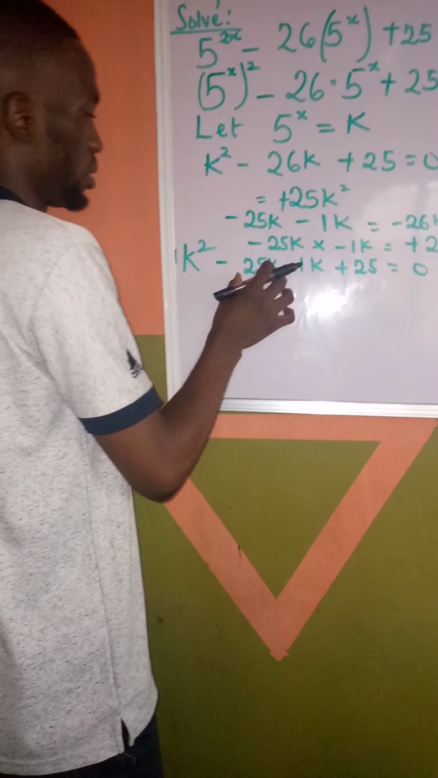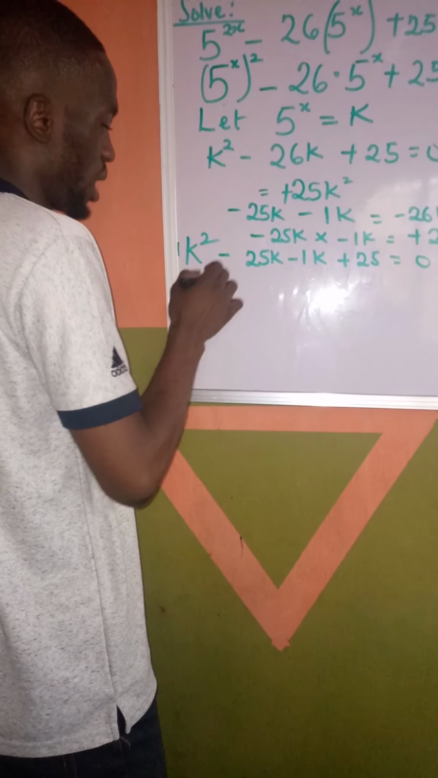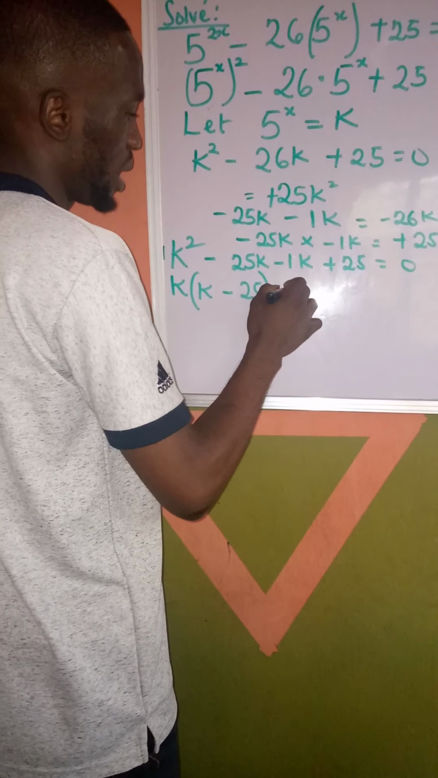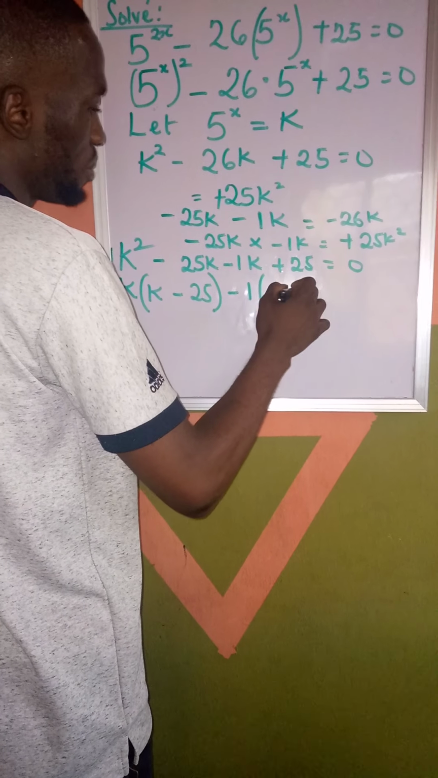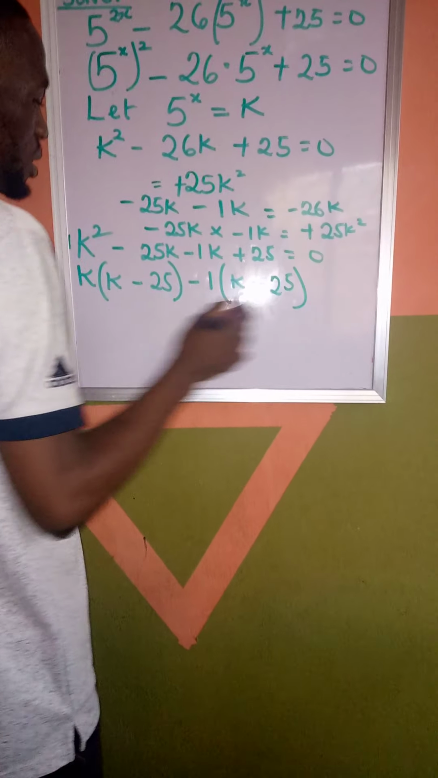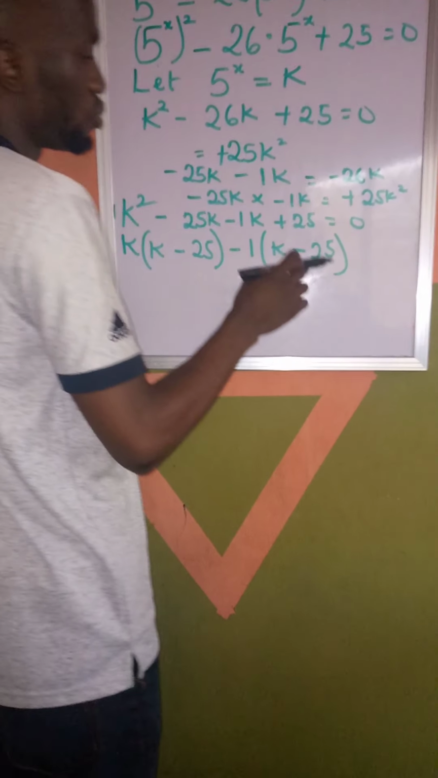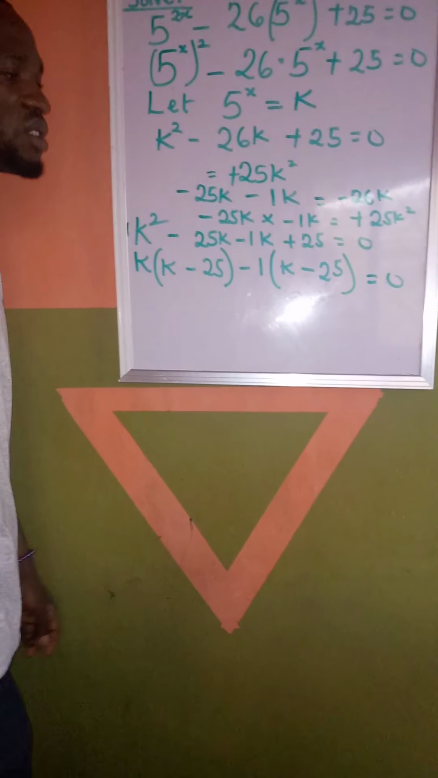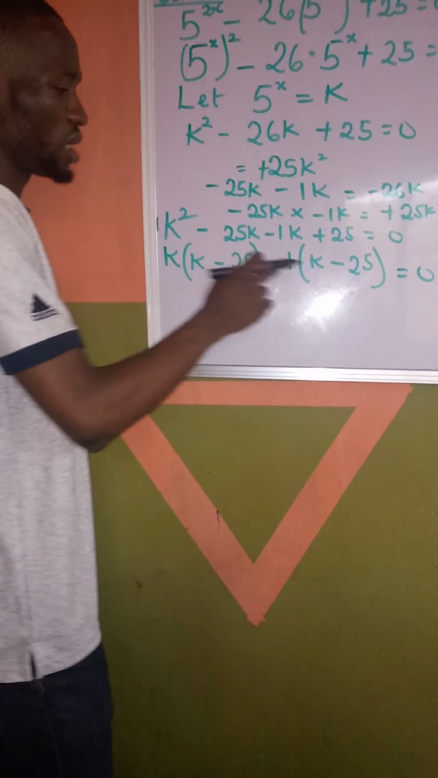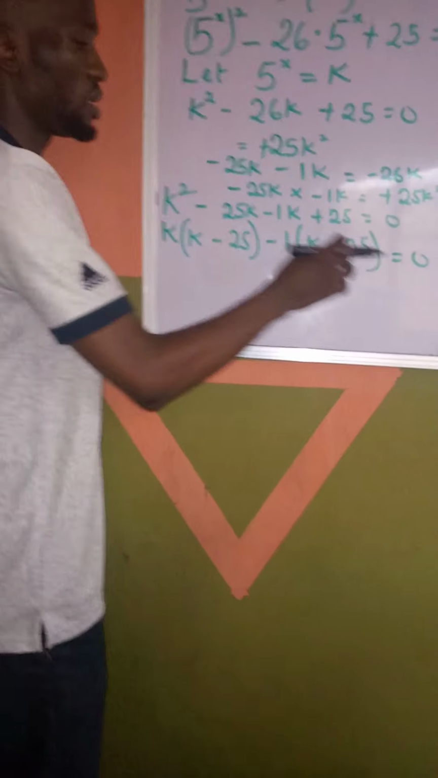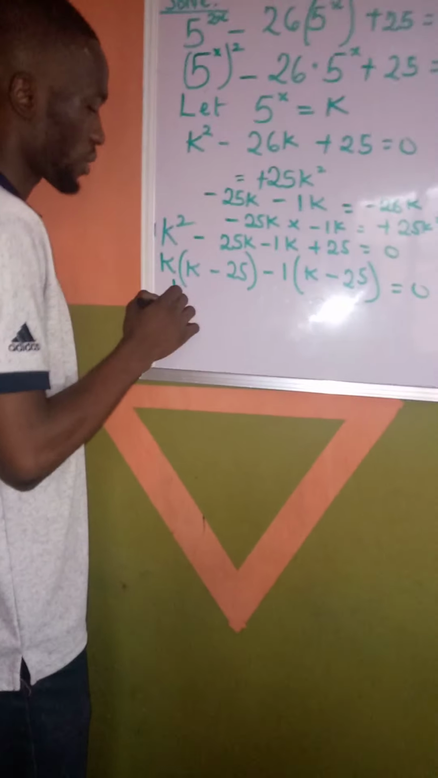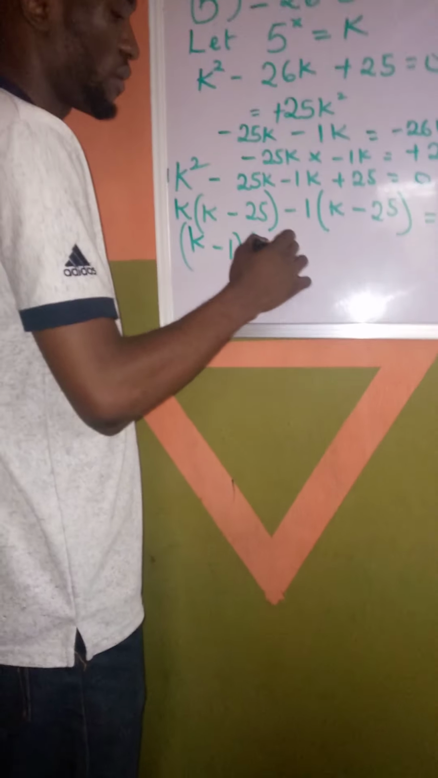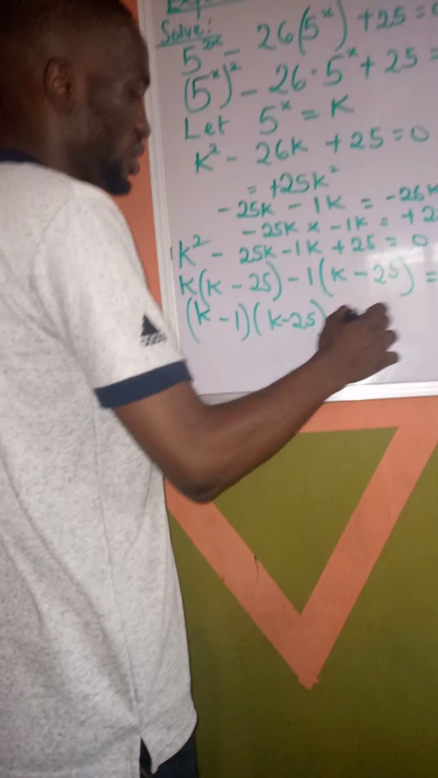So now we pair. That is k open bracket k minus 25, minus 1 open bracket k minus 25. Anything you do in the first bracket, you do it in the second bracket. Minus times minus will eventually give us plus. So now this and this will be in one bracket. Then since these are the same, we just pick one. That is k minus 1 and k minus 25 equals to 0.